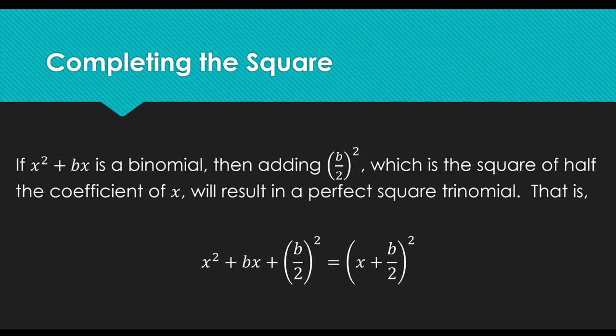So, completing the square. If x squared plus bx is a binomial, then adding b divided by 2 quantity squared, which is the square of half the coefficient of x, will result in a perfect square trinomial. That is, if we were to add that on, it turns into a trinomial where then it factors nicely into x plus b over 2 quantity squared.